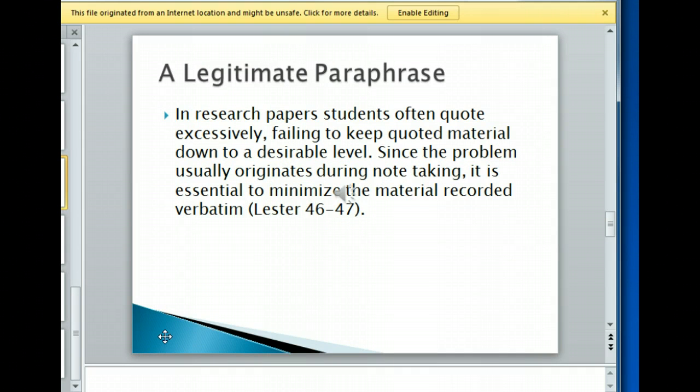So now if we go back to the paraphrase, we can say, in research papers, students often quote excessively, failing to keep quoted materials down to a desirable level. Since the problem usually originates during note-taking, it is essential to minimize the material recorded verbatim. You can go back to the previous slide to compare the two and see why. The information is exactly the same. I have not shortened it, but I am using different words and a different writing style.